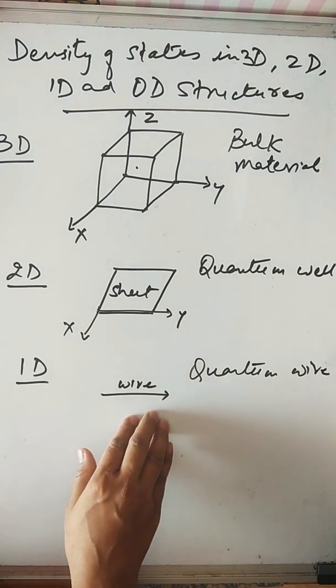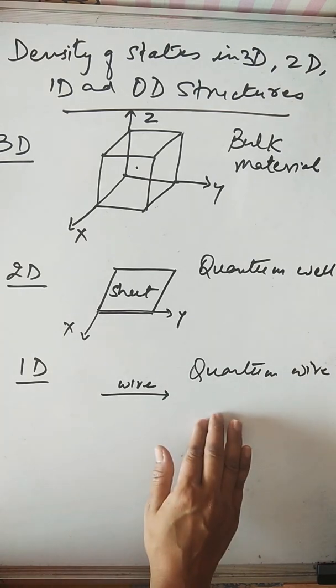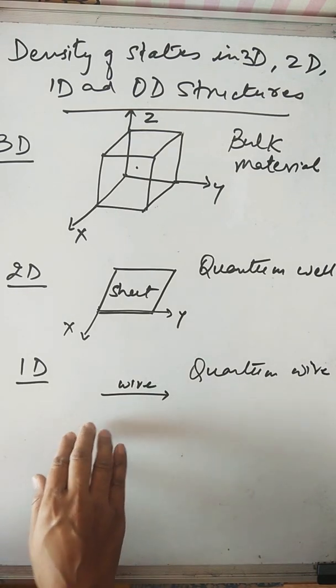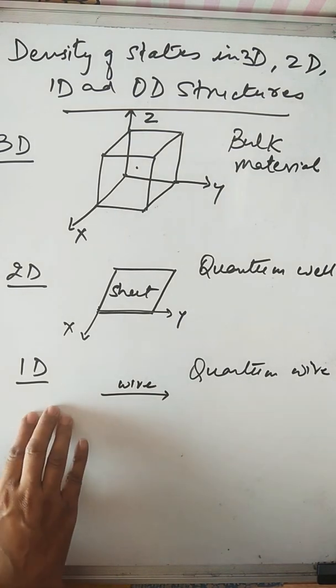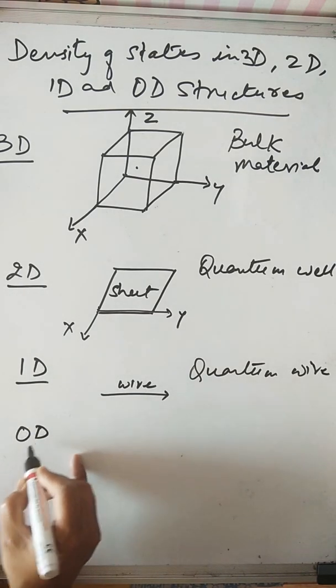Okay, that's why in a one dimensional structure we get a wire, and it can take any value in the y direction, whereas in the x and z directions it can take only certain quantized values. Such a structure we call a quantum wire. Next we have the 0D structure.